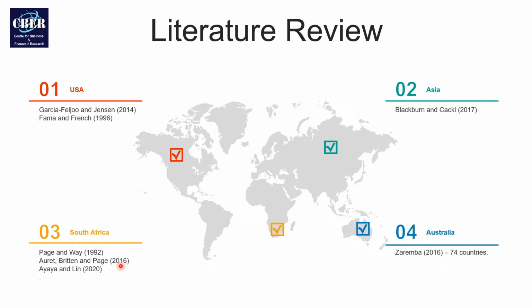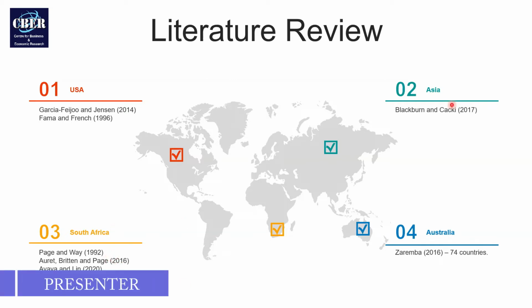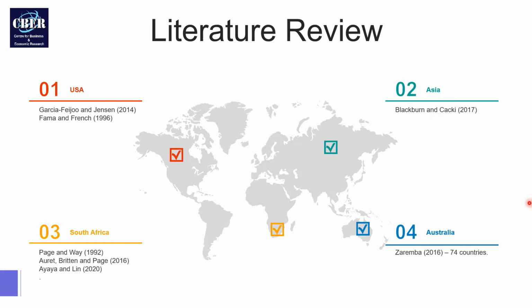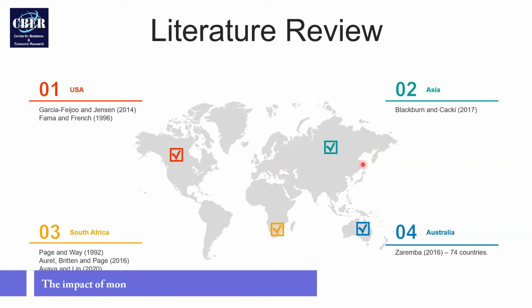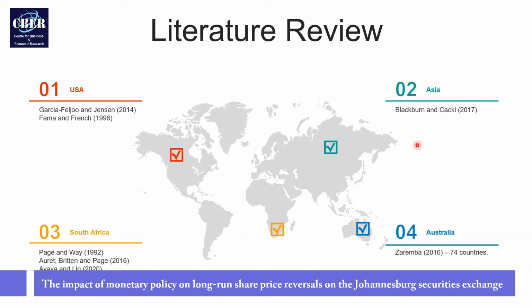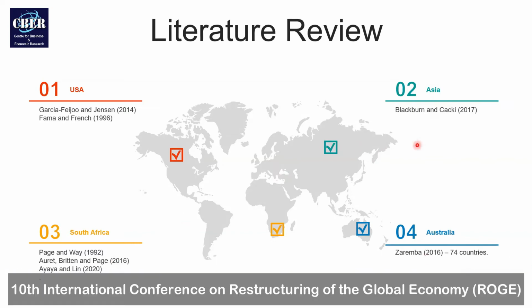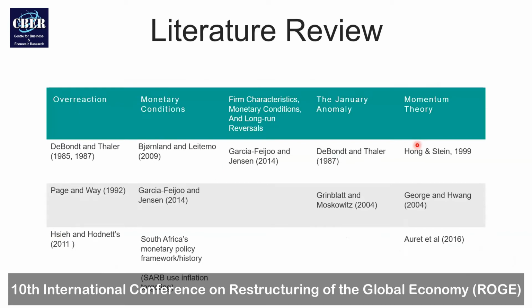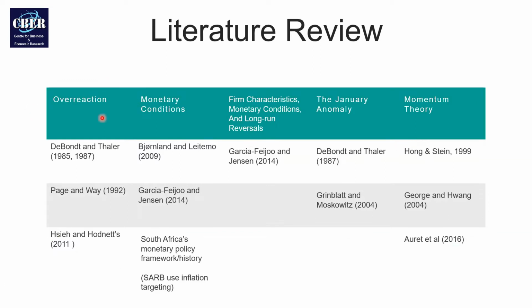Page and Way, for example, theorized that overreaction played a role in long-run reversals. And then lastly, we'll look at Blackburn and Cakici and Zaremba. Blackburn focused primarily on North American, European, and Asian markets, and Zaremba looked at about 74 countries in his empirical study. There have been a number of theories as to why long-run reversals occur, and they include what we see in the title row of this slide, right? The theories are overreaction, monetary conditions, firm characteristics, the January anomaly, and momentum theory. I'll briefly go over the table and explain the theories and findings.